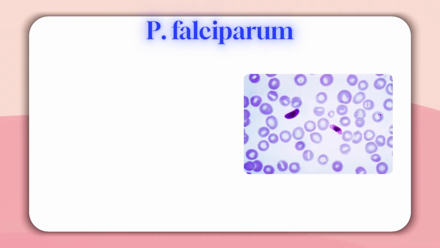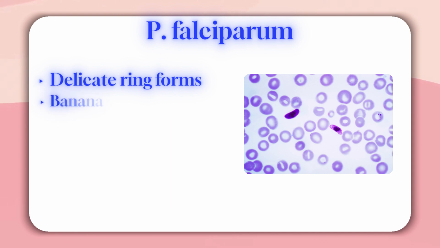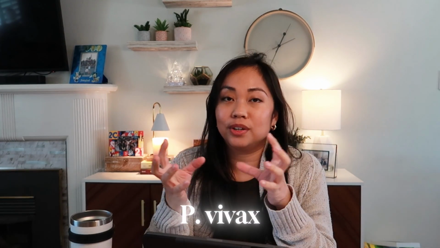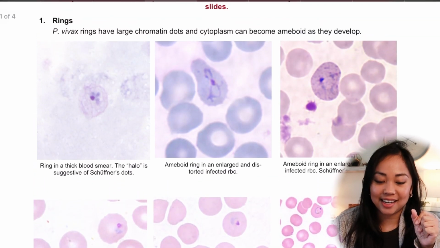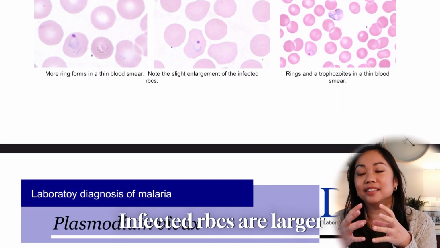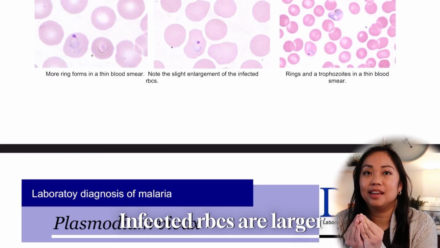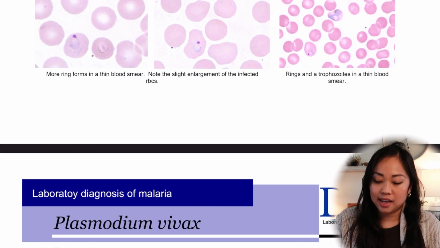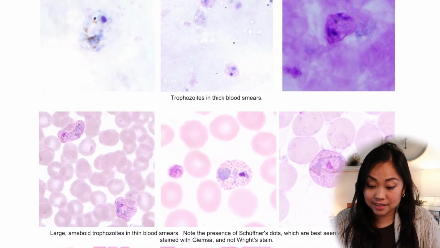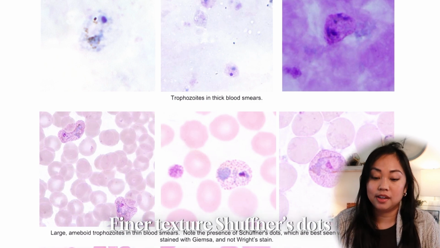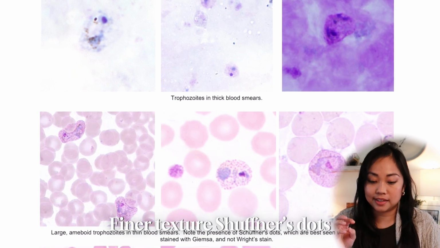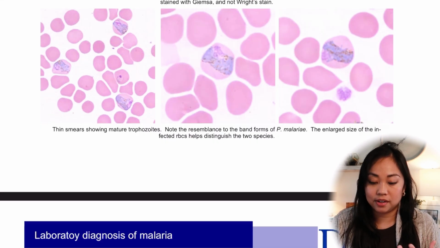Once again, let's do a recap. Plasmodium falciparum has delicate ring forms and a banana-shaped gametocyte. Both forms you can probably see in the peripheral blood. Plasmodium vivax is the one with a looser-looking ring form, and it is larger. The infected RBCs are larger than the uninfected RBCs. It also has Schüffner's dots, but in a finer texture compared to ovale. Ovale has more prominent Schüffner's dots.